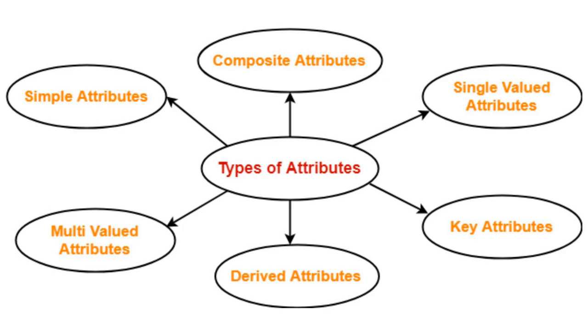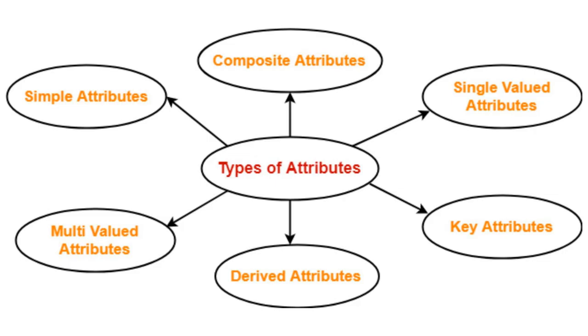Attributes can be classified in several ways. Simple attributes are atomic and cannot be divided further, while composite attributes such as address can be broken into components like city and street. Attributes may be single-valued or multi-valued, stored or derived, and may sometimes take null values when data is unknown or not applicable.